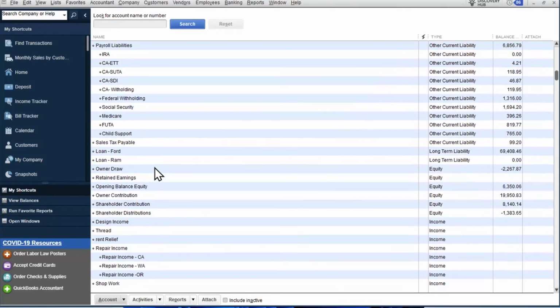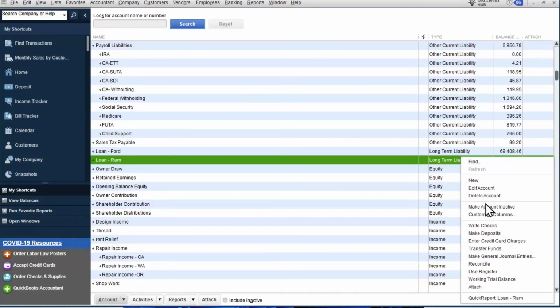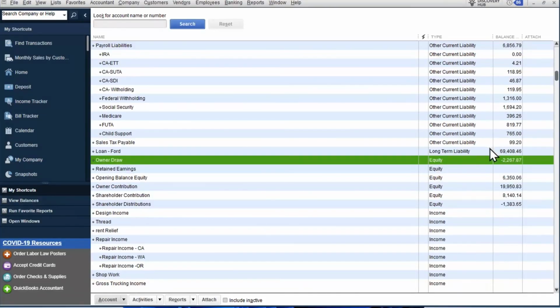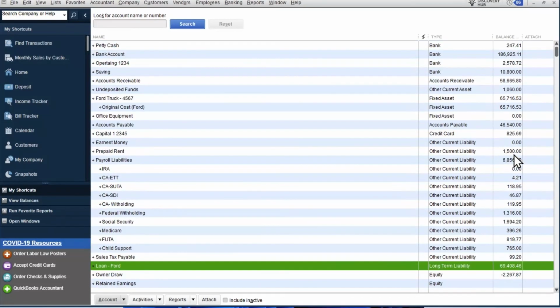Now we're going to come down and look at the loans. The RAM loan is now zeroed out, and so we can make that one inactive. You can either right click or go down below and make it inactive. And now we just have the correct loan of what we owe on the Ford itself. So we've removed the RAM completely and we've added the Ford details in. The value of the asset, no depreciation yet because we haven't started depreciating it, but we also have the loan. Now we can start paying the loan down as well.